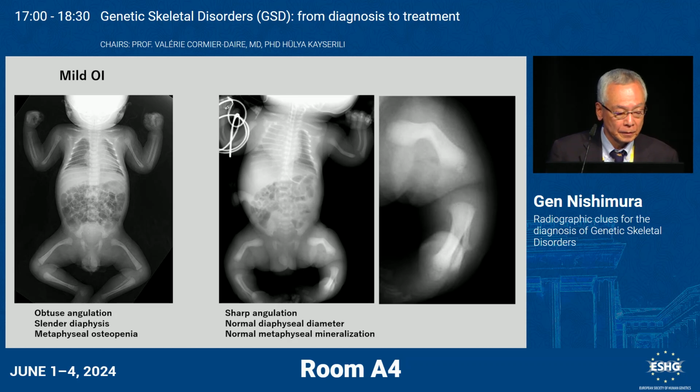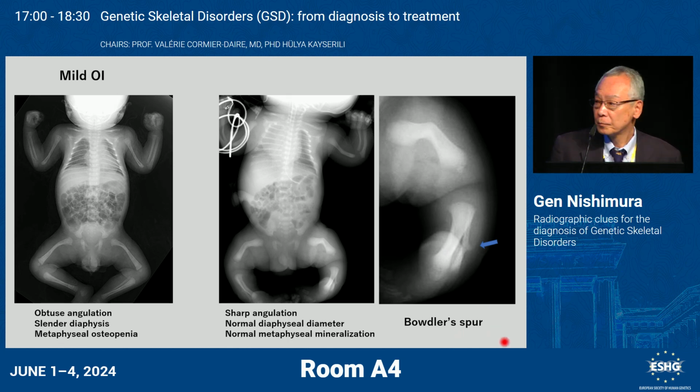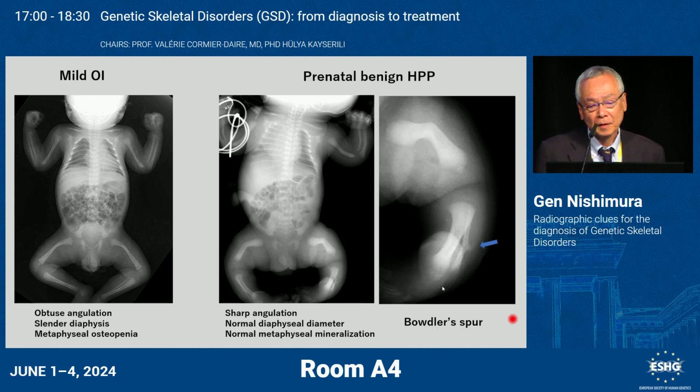Again, mild OI. You can see obtuse angulation of the femur, slender long bones, and metaphyseal osteopenia. What about this case? As compared with OI, you can see sharp angulation of the femur, normal diaphyseal diameter, and normal metaphyseal mineralization. And again, you can see a Bowdler spur. What about the diagnosis? Thank you. This is a benign type of prenatal hypophosphatasia.